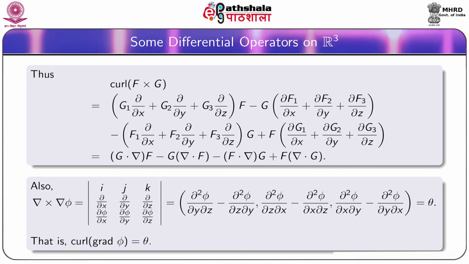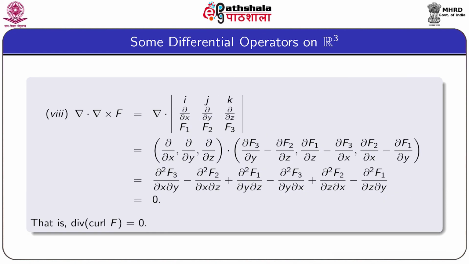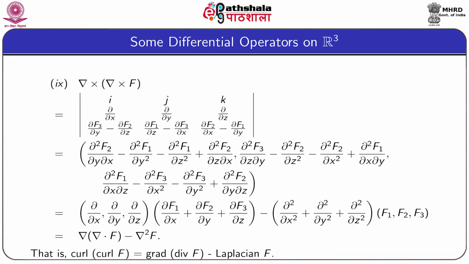Also, we have shown that for any smooth scalar field phi, curl of grad phi equals theta, that is the 0 vector in R3. Now, nabla dot (nabla cross f) equals 0, that is divergence of curl f should be 0. Now, nabla cross (nabla cross f) equals nabla (nabla dot f) minus nabla square f, that is curl of curl f equals grad of divergence f minus Laplacian f.